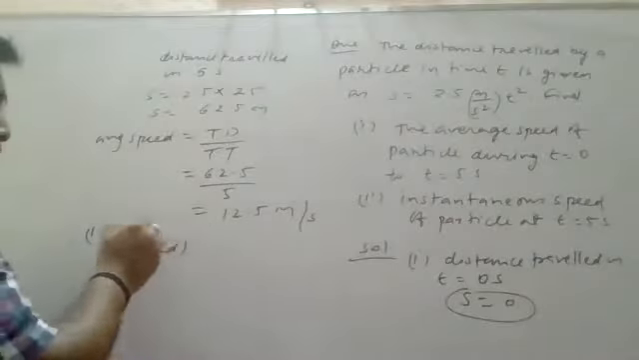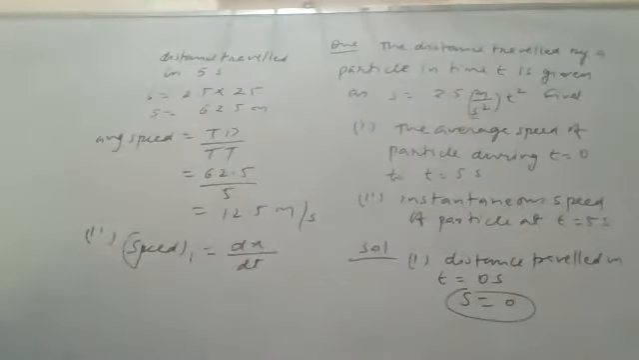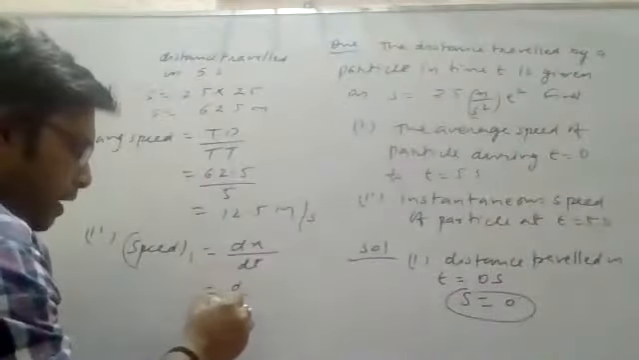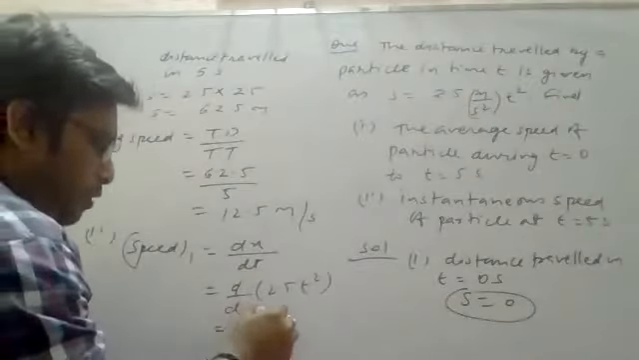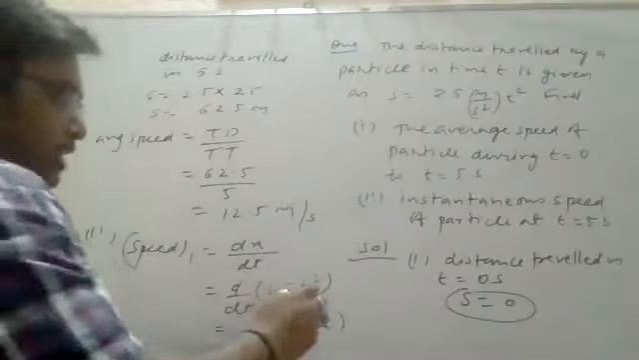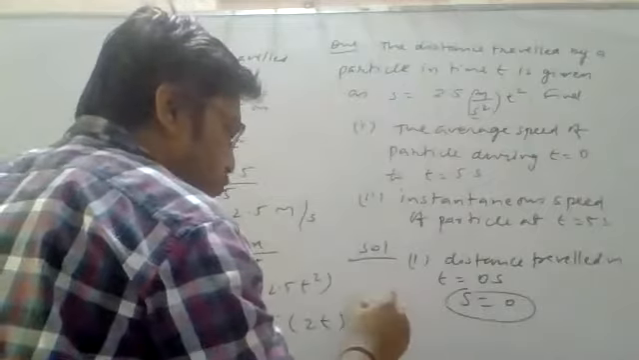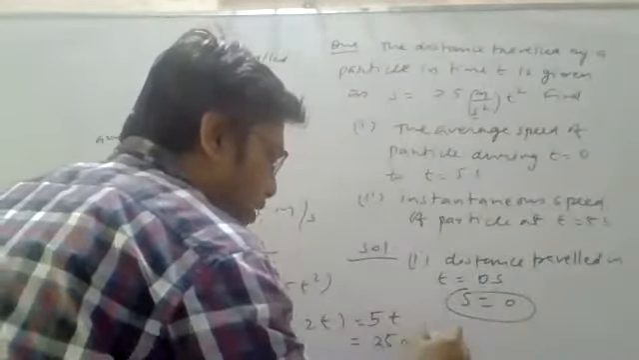And if I want to find the instantaneous speed, I have to differentiate the equation with respect to time, dx by dt. What is x? 2.5 t square. So d by dt of 2.5 t square: 2.5 is a constant, taken out. The differential of t square is 2t. So you will get 5t. The time given by the question is 5 seconds, and your answer will be 25 meter per second.